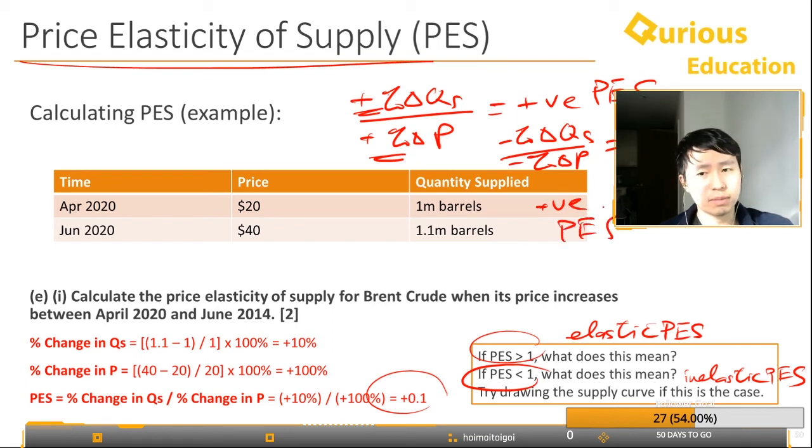So as long as the law of supply holds, the price elasticity of supply is always going to be positive. So just keep that in mind.